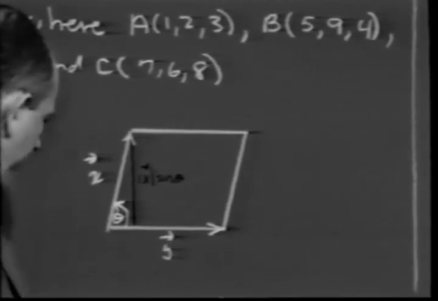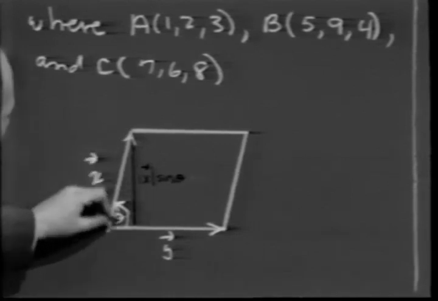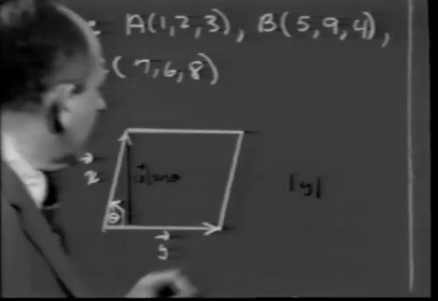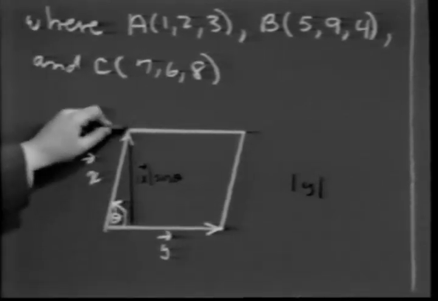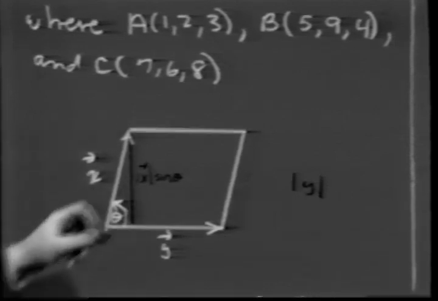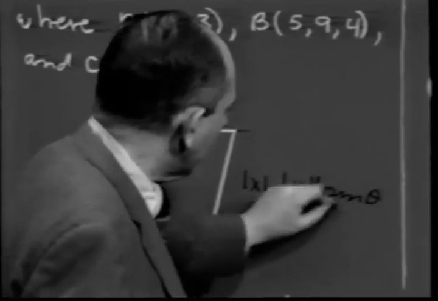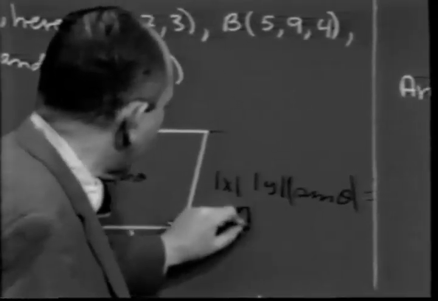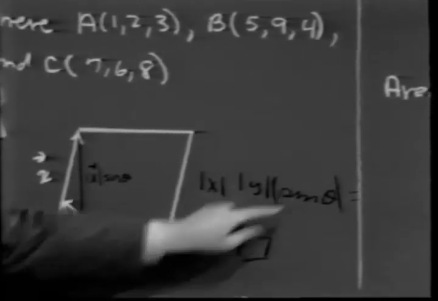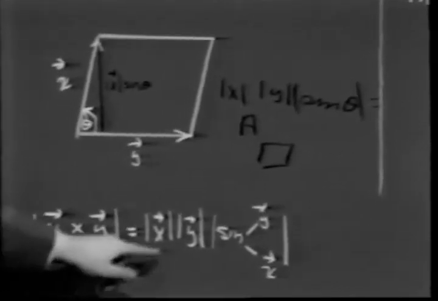The area of a parallelogram is what? It's the base times the height. Now, the base of this parallelogram is the magnitude of y. And the height of this parallelogram, remember, this magnitude is x, so this height is x sine theta. This is the area of the parallelogram. But notice that this is also, by definition, the magnitude of x cross y.